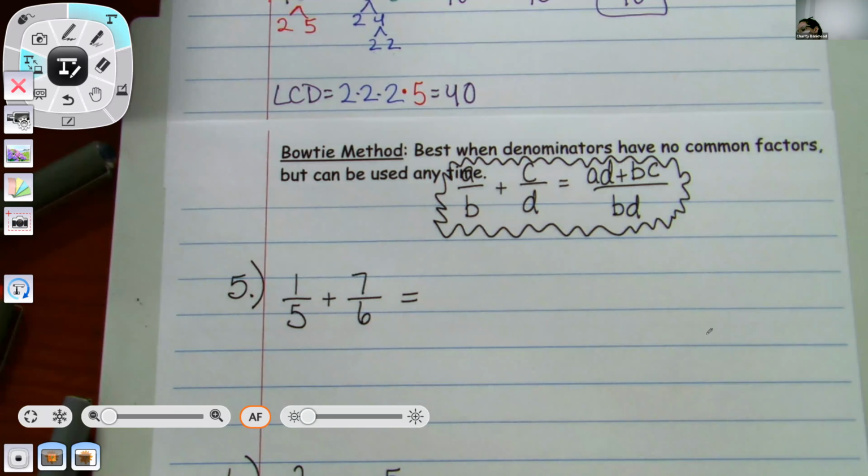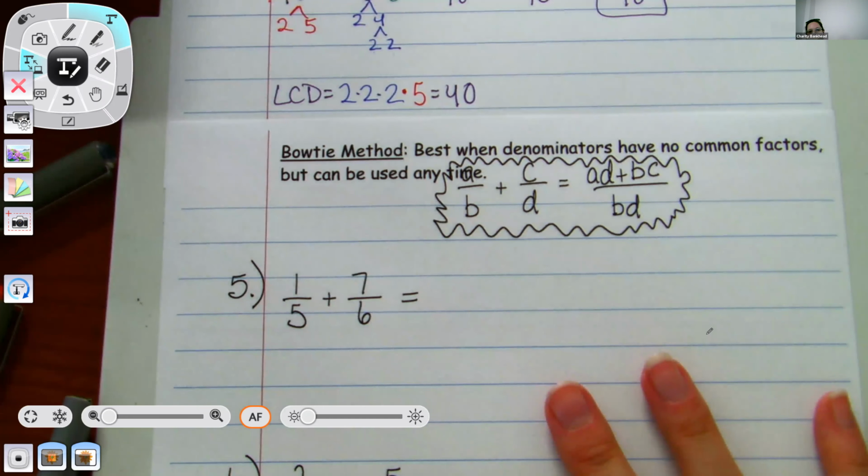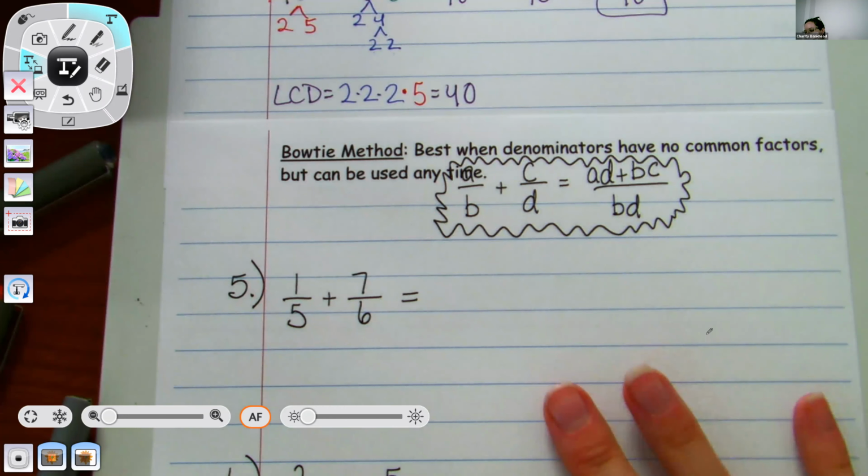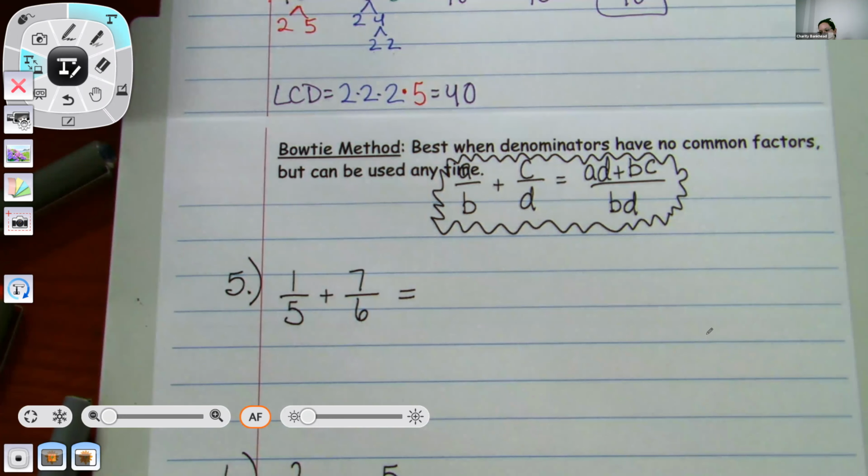So the way it works is you cross multiply and you add those two products together to get your numerator. And then for the denominator, you just multiply straight across the bottom. You can use it anytime or never. It's totally up to you, like I said. But it works best whenever your two denominators don't have any factors in common. Like 5 and 6 don't have any factors in common. There's nothing that goes into both of those. So that to me is a good time to use the bow tie method.